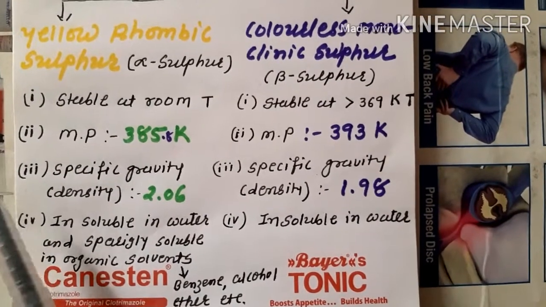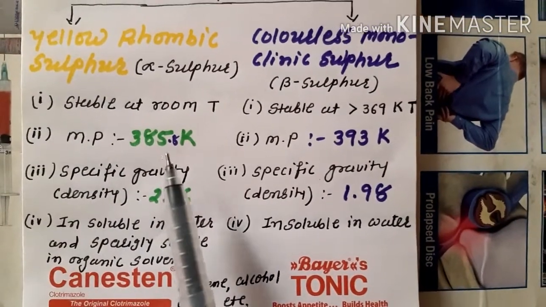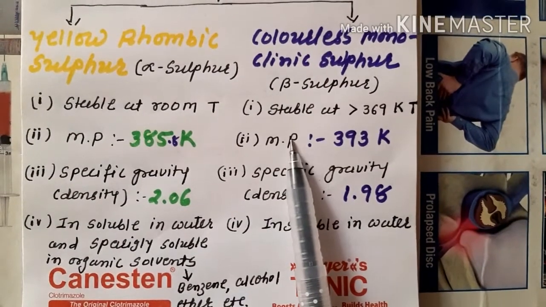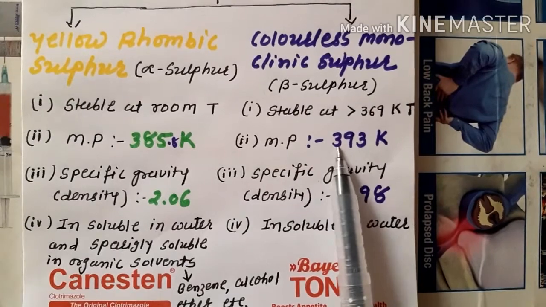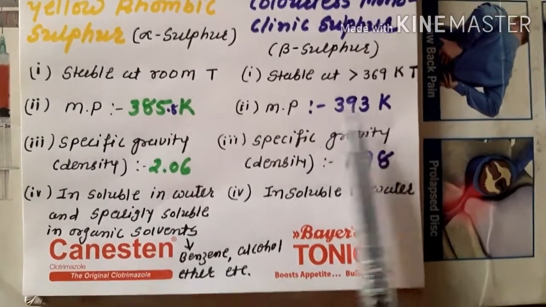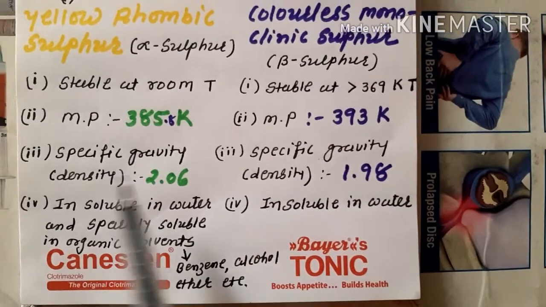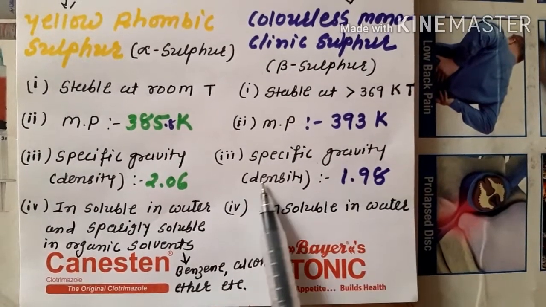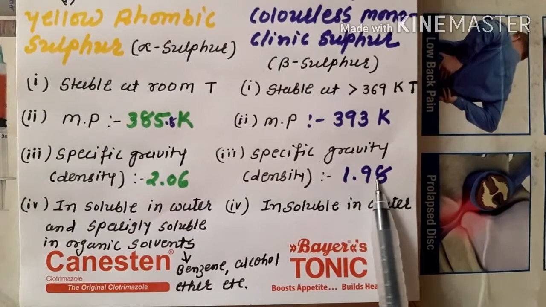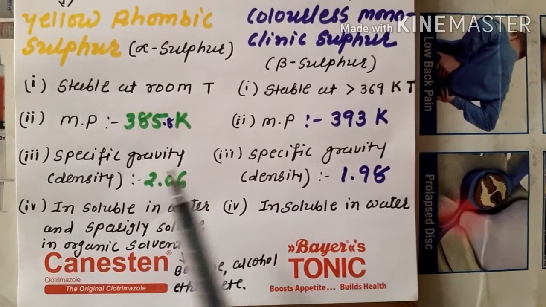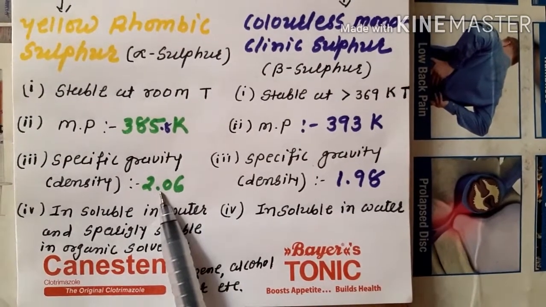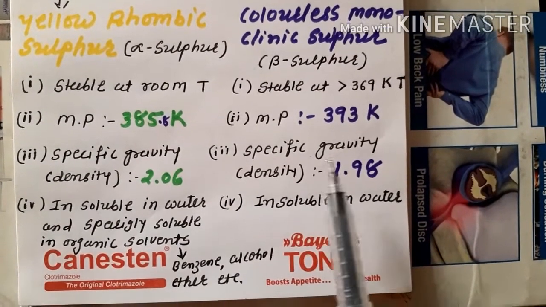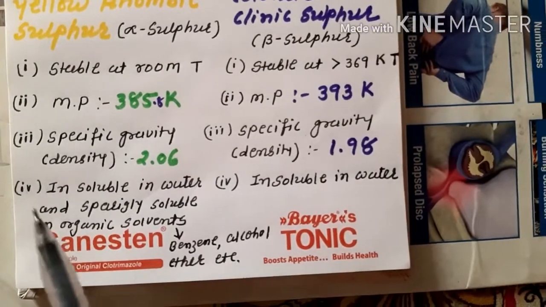temperature. The melting point of yellow sulfur is 385.8 Kelvin. Melting point of monoclinic sulfur is 393 Kelvin. Specific gravity, which means density, is 2.06 gram per ml. Here specific gravity, it means density, is 1.98 gram per ml. So yellow or rhombic sulfur or alpha sulfur density is slightly more than the monoclinic sulfur.